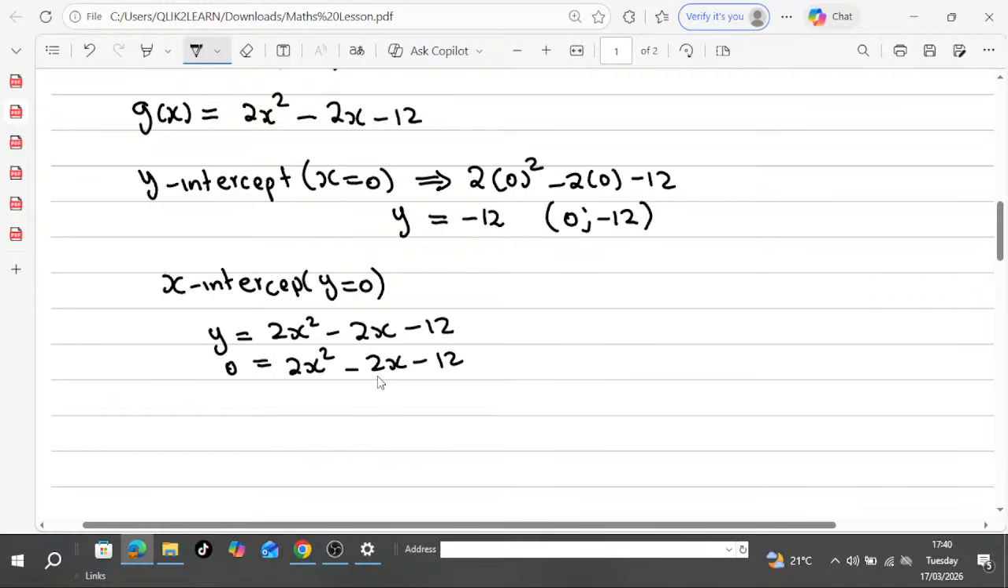I think everyone can agree with me that we can divide everything by 2. So when we divide everything by 2, what do we get? We get x squared minus x minus 6.